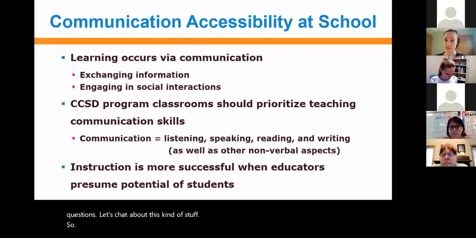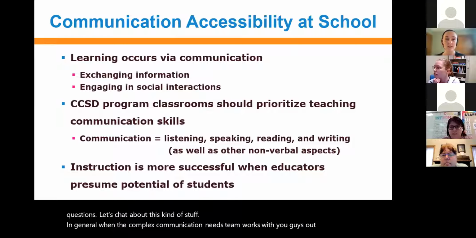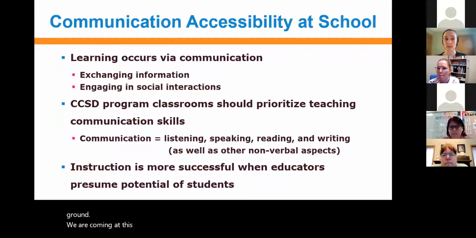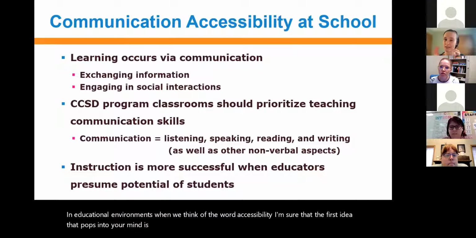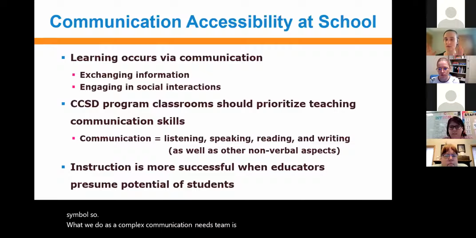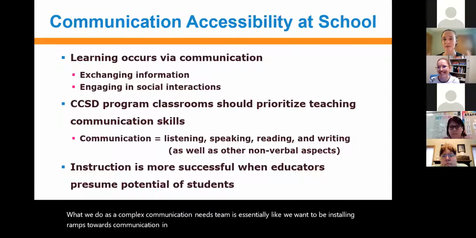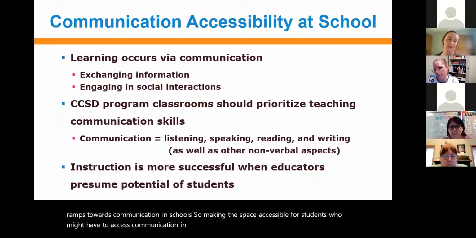In general, when the complex communication needs team works with you out there on the ground, we are coming at this from a perspective of hoping to increase the accessibility of communication at school in educational environments. When we think of the word accessibility, I'm sure the first idea that pops into your mind is perhaps a wheelchair user, that handicap parking stall symbol. So what we do as a complex communication needs team is essentially install ramps towards communication in schools. So making the space accessible for students who might have to access communication in a way different than verbal speech, the same way a wheelchair user accesses a building in a different way than somebody who is ambulatory.